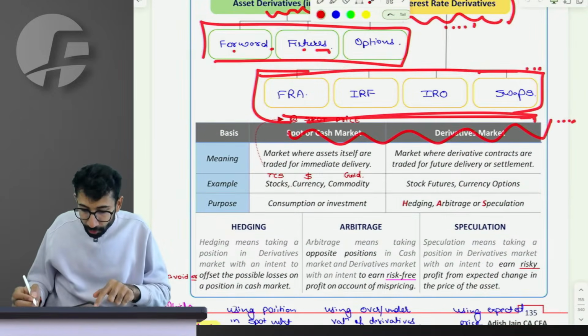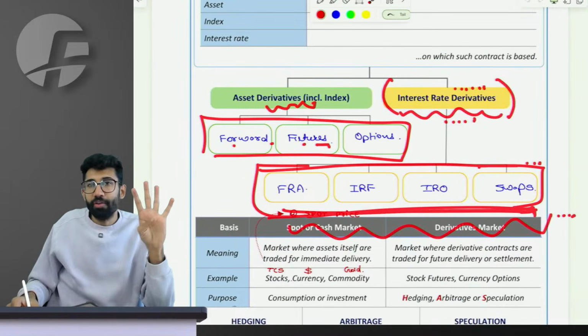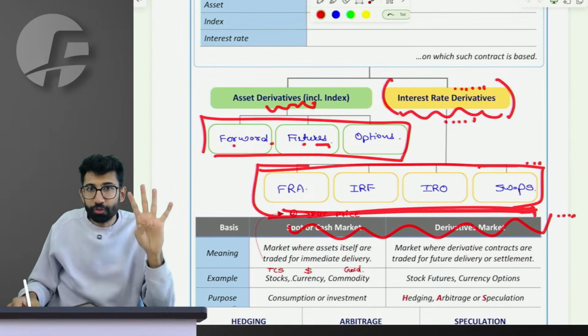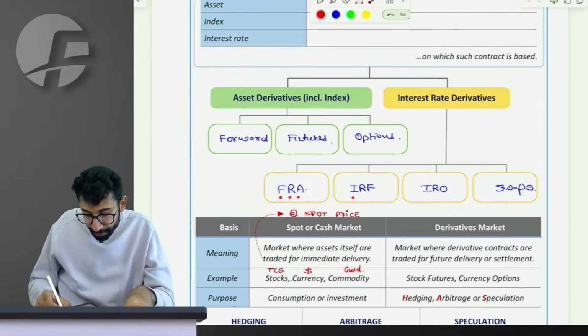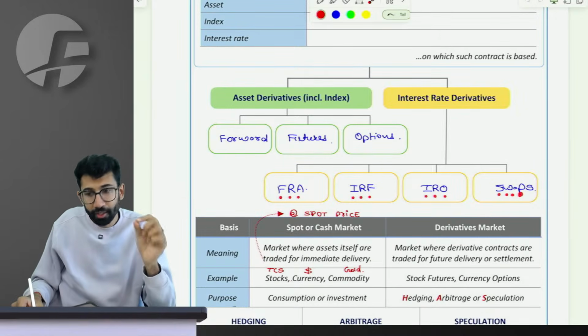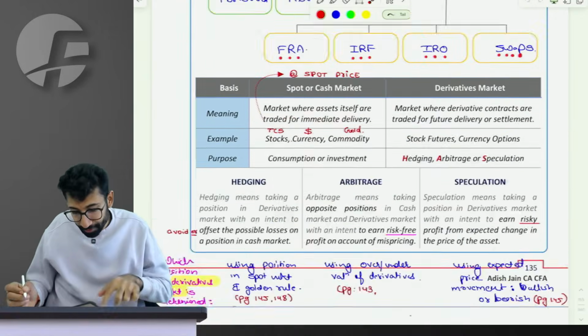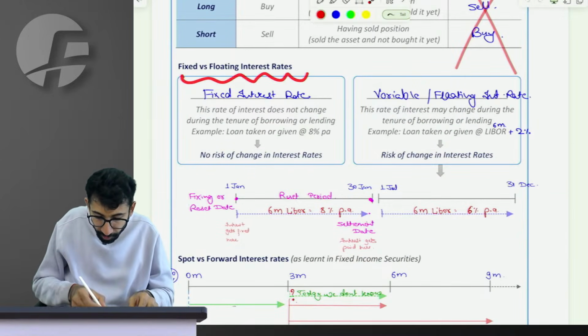We mean to say the four contracts is what you will have to refer, right? Forward rate agreement, interest rate futures, interest rate option, and swaps. These are the four agreements that you'll have to cover. Before going to these particular things, let's learn something in the basics, which is about the fixed versus floating interest rate.